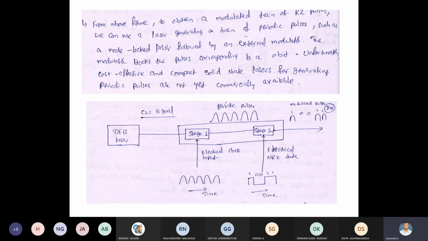the other technique. Right. Here, see this one. First one is the DFB laser. What do you mean by DFB? Distributed feedback laser, which generates a continuous signal of a light signal. And this is stage 1, stage 2. See, stage 1 contains an extra input clock. Why? What is the use of the clock here? Right. For each clock period, it generates 1 pulse.